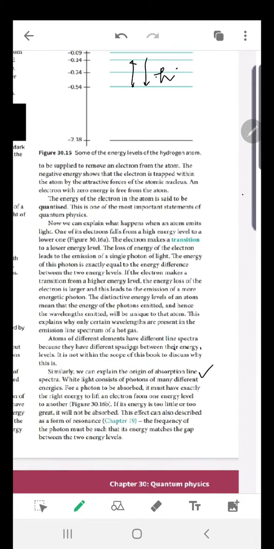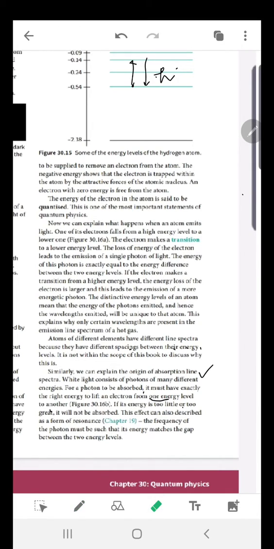Now let's see. For a photon to be absorbed, it must have exactly the right energy to lift an electron from one level to another level. If its energy is too little or too great, it will not be absorbed. This effect can also be described as a form of resonance. In resonance, one frequency overlaps with the same frequency, and then the resonance increases, like a bridge moving. We took it before as well.